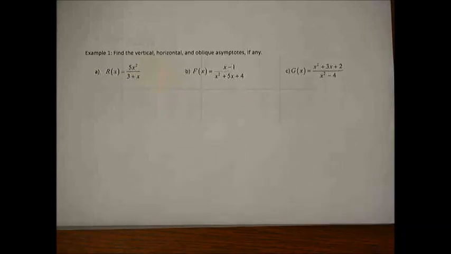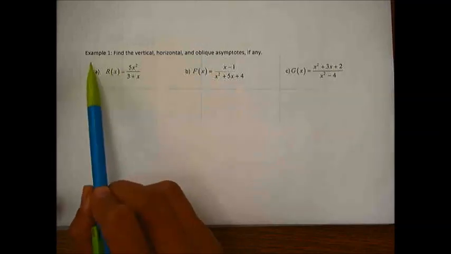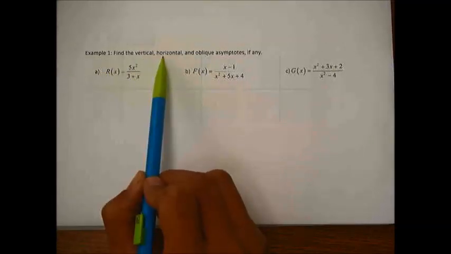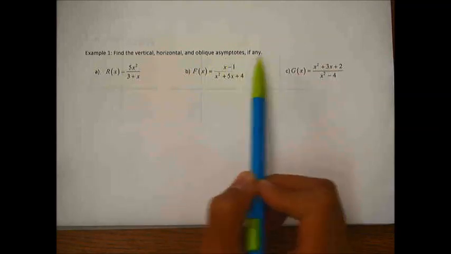We did some of this in class, okay? And so starting with this video, we are going to do example 1, and let's see how far we can finish. Example 1: find the vertical, horizontal, and oblique asymptote if there is any.